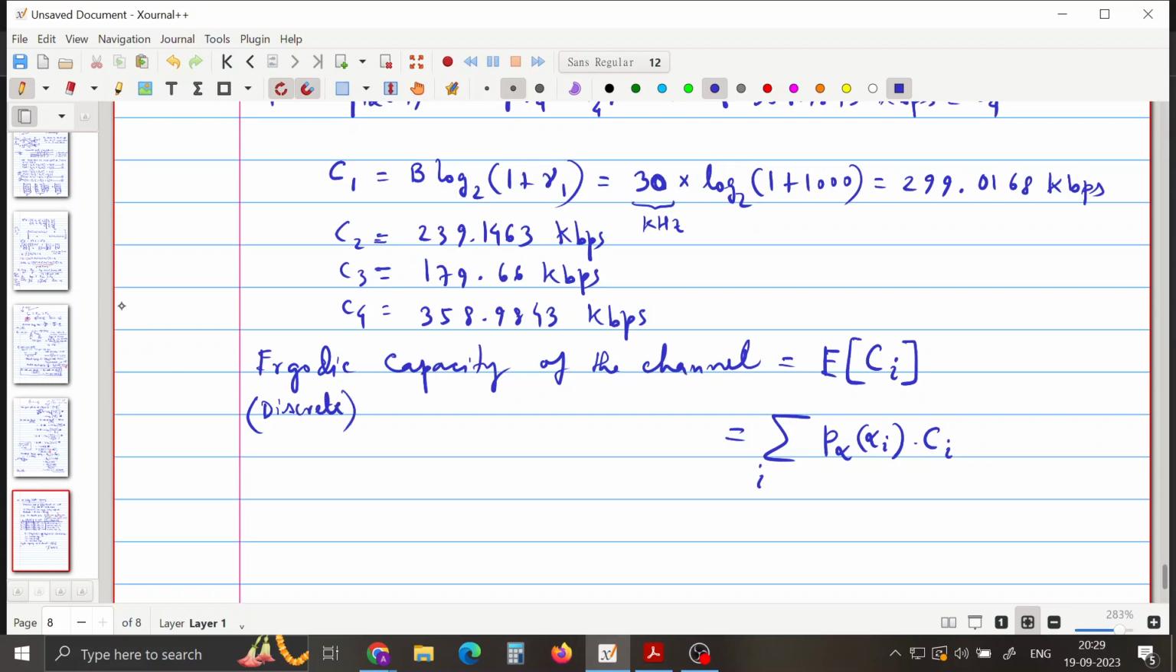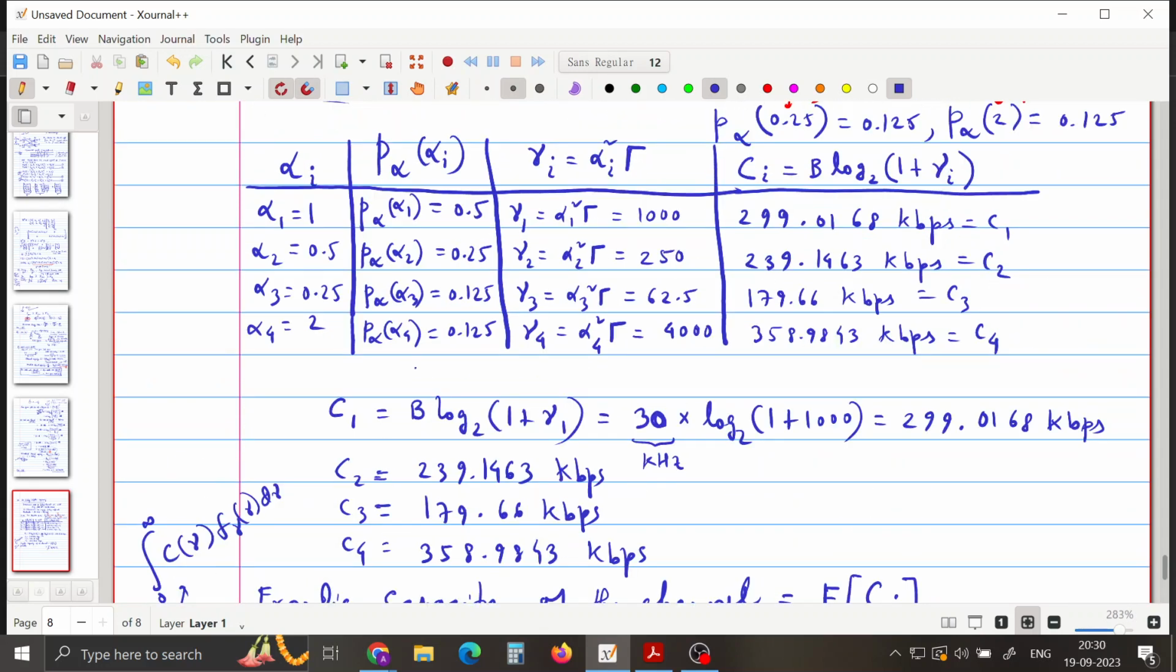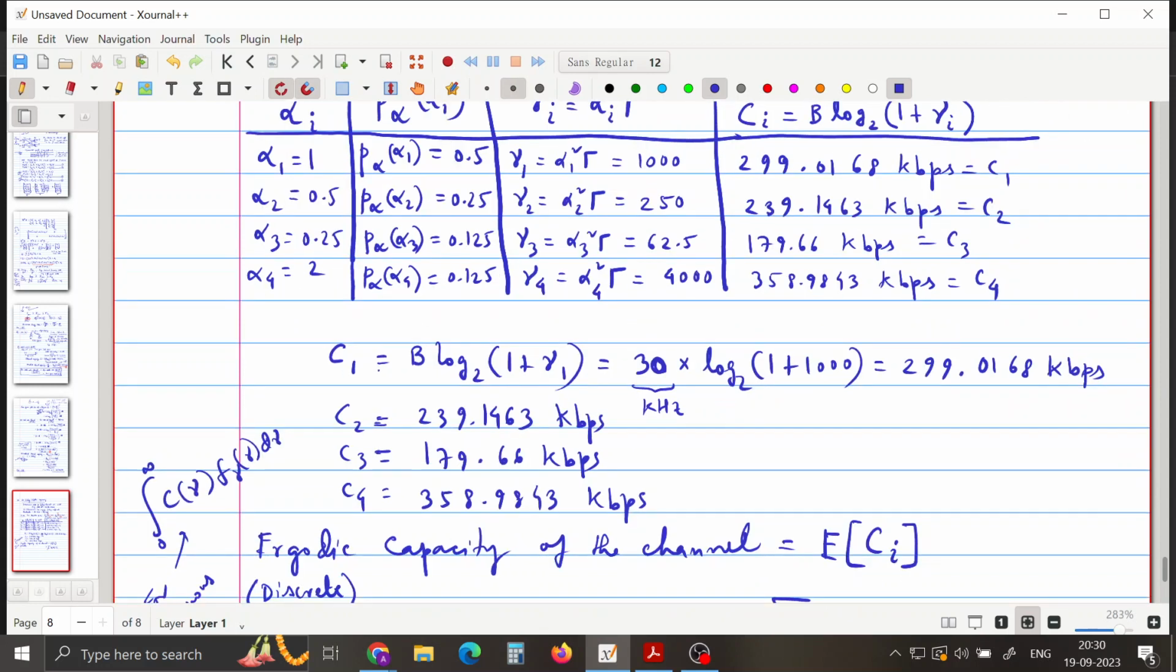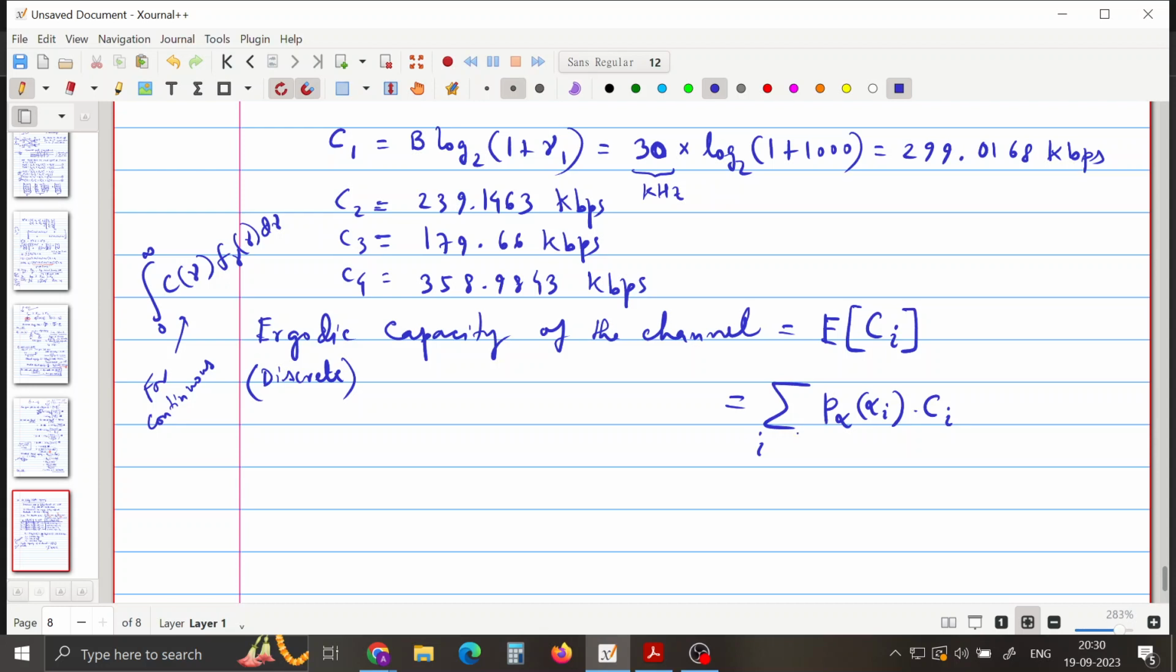For the continuous case you have to integrate it, like the integral of C of gamma times p gamma of gamma d gamma from 0 to infinity. In our example, it's a discrete scenario where we have 4 time instants and 4 fading coefficients, correspondingly 4 instantaneous capacities, and we can simply find the expectation using this.